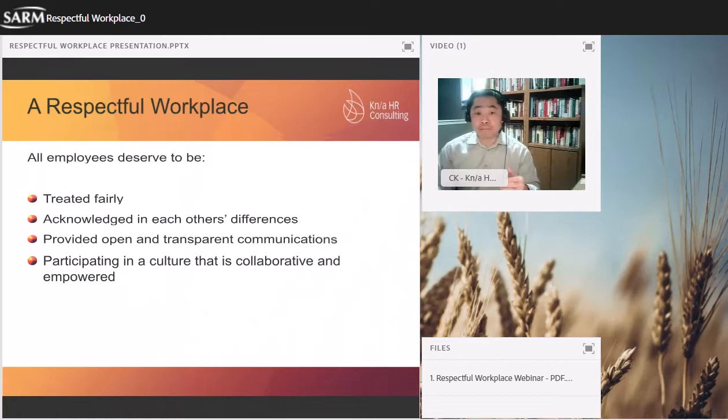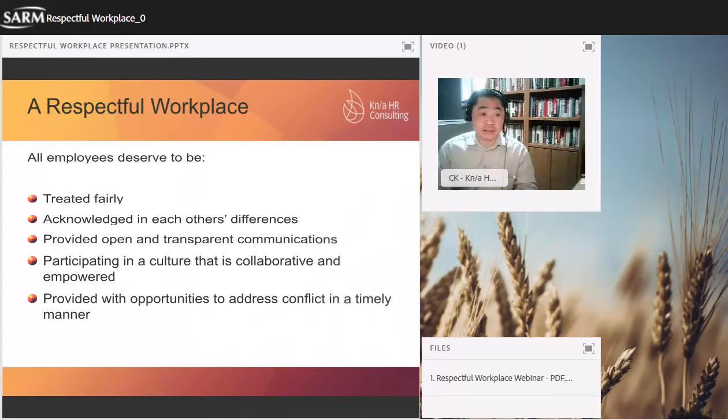Now, again, all employees should also have the opportunity to participate in a culture that is collaborative, and they should feel empowered to make certain decisions at the workplace. Again, following the rules of the organization and the policies to make sure that they're all kept within those bounds. And if there are any conflicts at the workplace, there has to be sufficient trust among the employees so that conflict could be addressed early and in a timely manner.